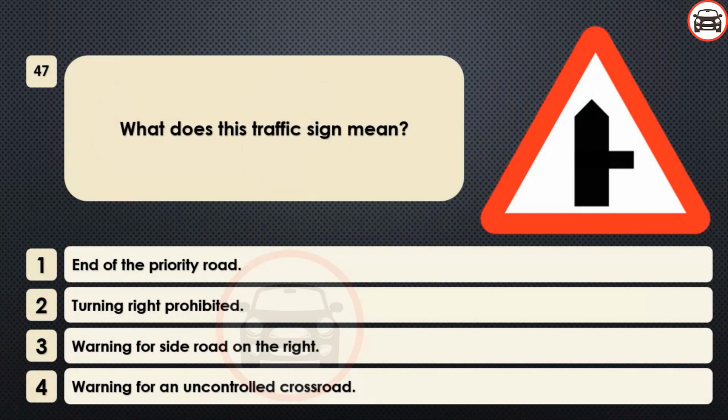What does this traffic sign mean? 1. End of the priority road. 2. Turning right prohibited. 3. Warning for side road on the right. 4. Warning for an uncontrolled crossroad.